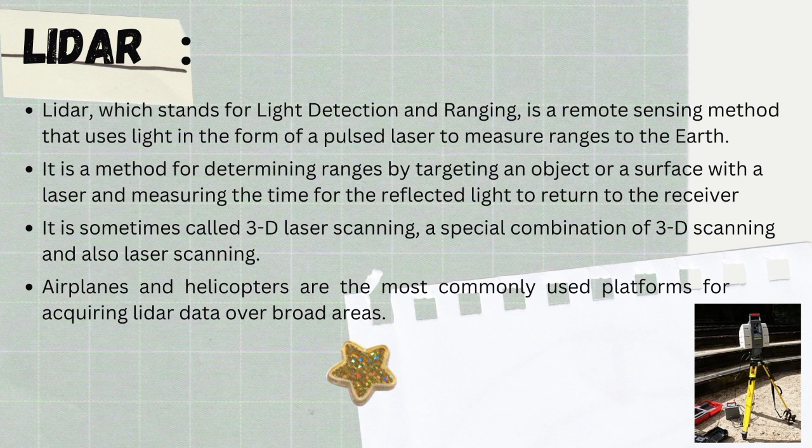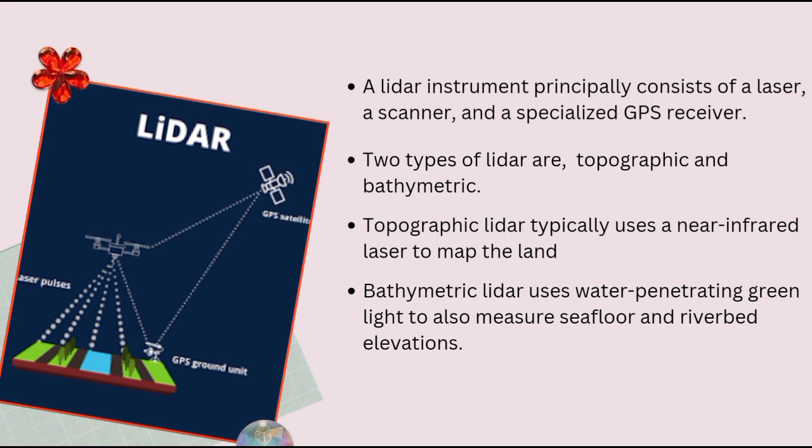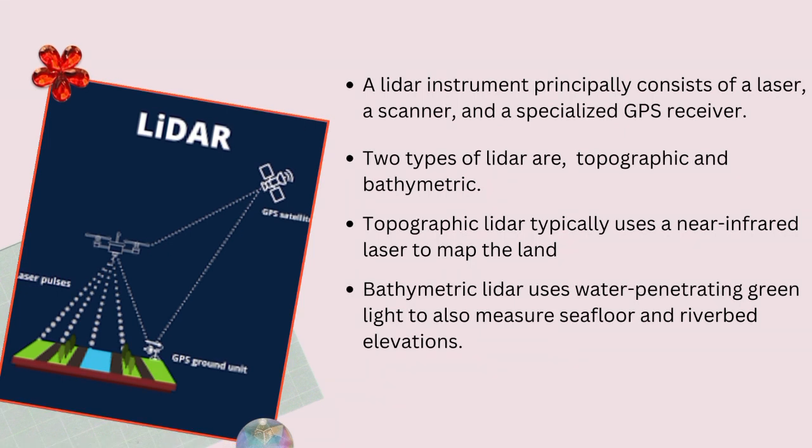Airplanes and helicopters are the most commonly used platforms for acquiring LIDAR data over broad areas. Also, a LIDAR instrument principally consists of a laser, a scanner, and a specialized GPS receiver. Two types of LIDAR are topographic and bathymetric.